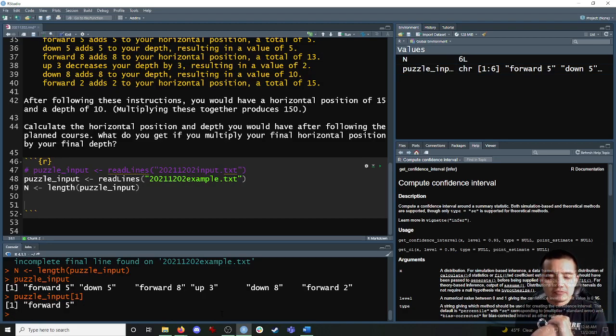And then after that, I want to be able to also grab the number so we could then do a calculation with it.